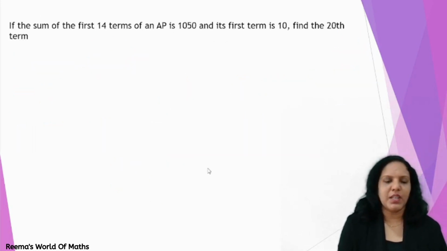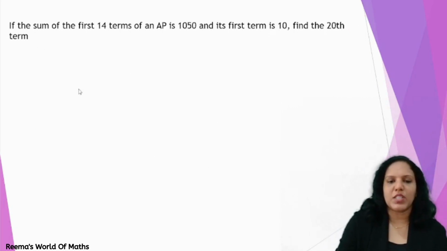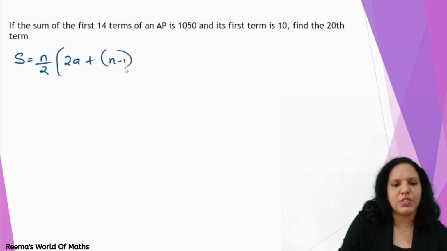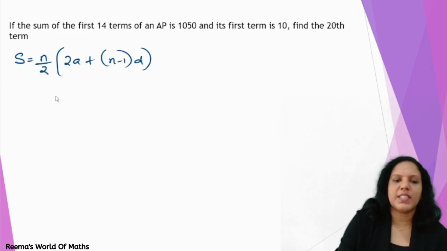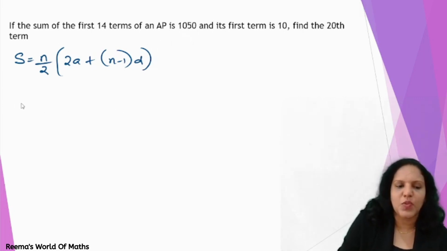Let's see another example. If the sum of the first 14 terms of an AP is 1050 and its first term is 10, find the 20th term. So we know the formula to find the sum is S equals n by 2 multiplied by 2a plus n minus 1 into d. Now we are given the sum. The sum of the first 14 terms of an AP is 1050. So S equals 1050.